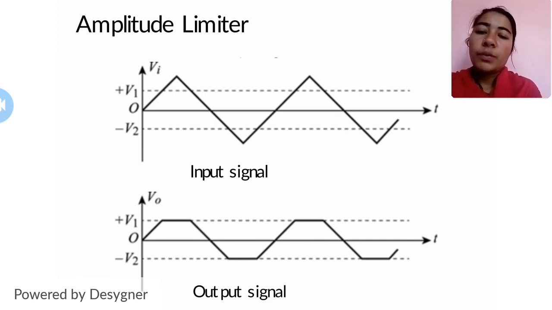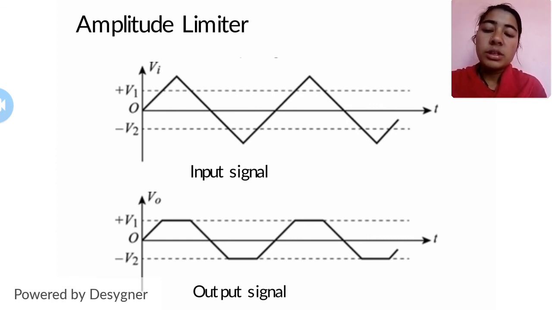The input and output signal of the amplitude limiter. In the input triangle signal applied to the amplitude limiter circuit, the desired output voltage margin should be between minus V2 to plus V1. In the output signal from the limiter circuit, the undesirable input amplitude is clipped by the limiter circuit and gives the desirable margin of the output signal. Amplitude limiters are used in FM frequency modulation receivers for elimination of undesirable amplitude changes caused by noise.